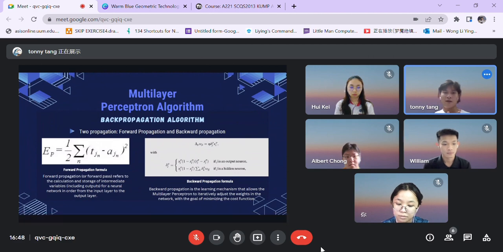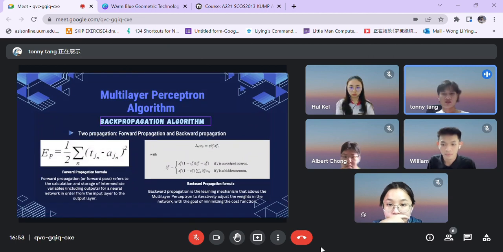In this session, the algorithm of the multi-layer perceptron is also known as the backpropagation algorithm. The backpropagation algorithm consists of two parts, the forward algorithm and the backward algorithm. First, forward propagation refers to the calculation and storage of intermediate variables, including the outputs, for a neural network in order from the input layer to the output layer. The second is backward propagation. It is the learning mechanism that allows the multi-layer perceptron to iteratively adjust the weights in the network with the goal of minimizing the cost function. Okay, so that's all. Maybe someone can answer some questions now.